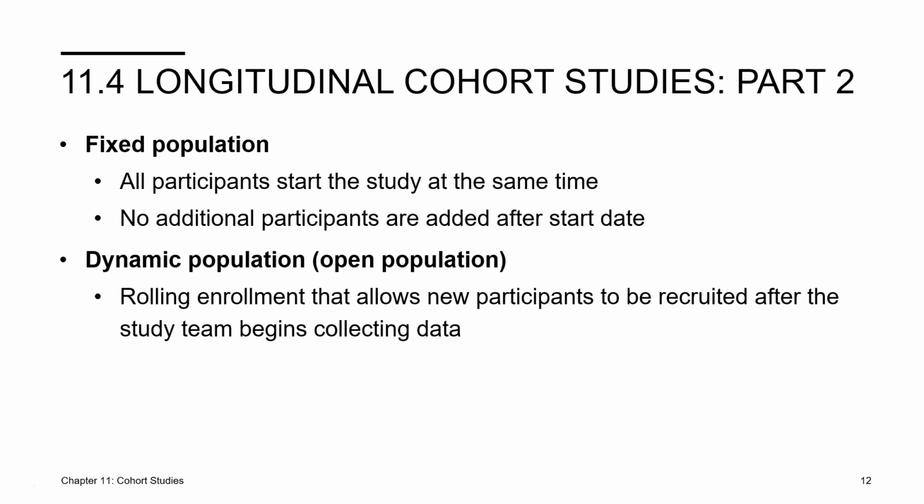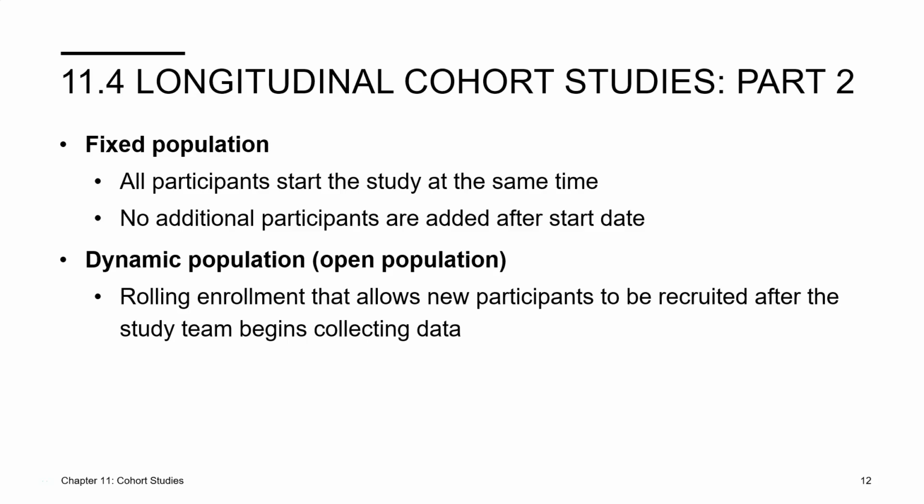Longitudinal cohort studies can be a fixed population or a dynamic population. A fixed population is when all participants start the study at the same time and no additional participants are added at a later date. Whereas a dynamic population is an open population, and here's where enrollment occurs continuously. So there may be new participants recruited after a study team begins collecting data.